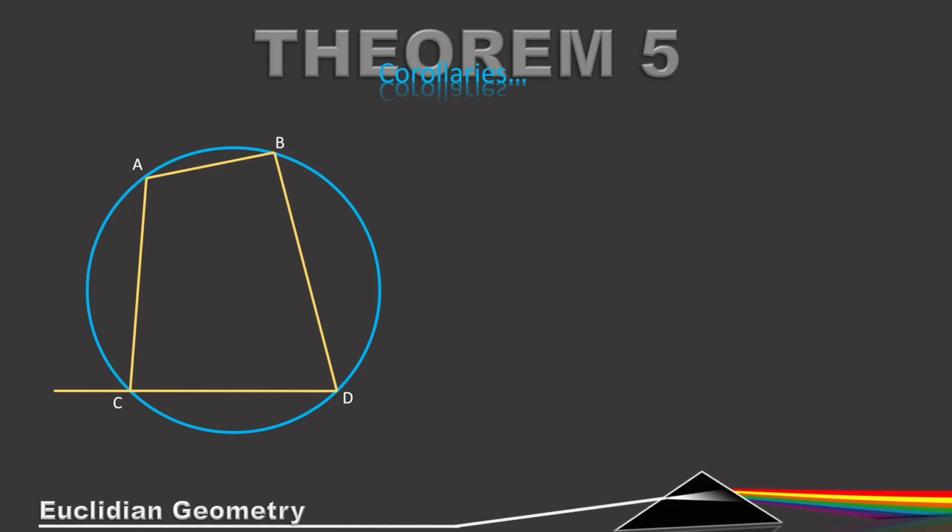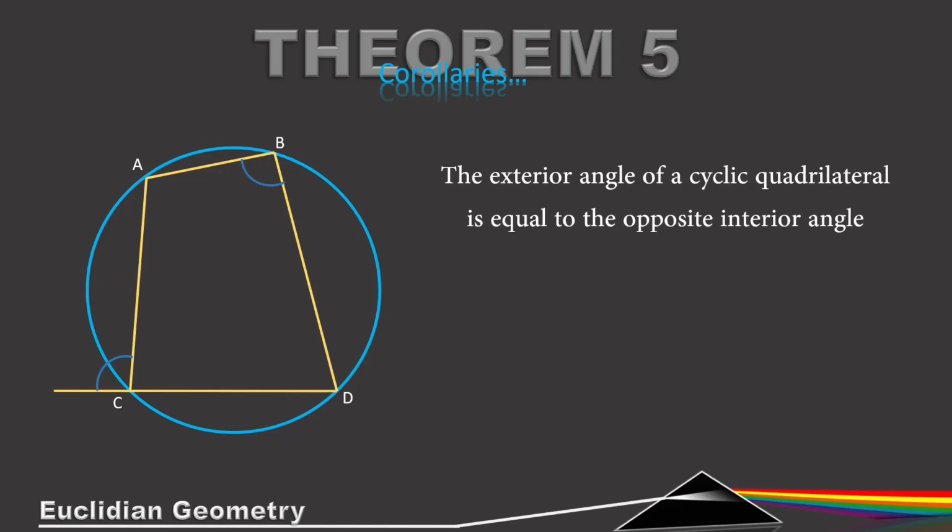Now the corollary is that if any line is extended, since we know that the opposite angles add up to 180, and we also know that angles on a straight line add up to 180, it follows that the angle at C that is subtended should be equal to the opposite interior angle B. And this theorem states that the exterior angle of a cyclic quadrilateral is equal to the opposite interior angle. And our reason is exterior angle of a cyclic quad.